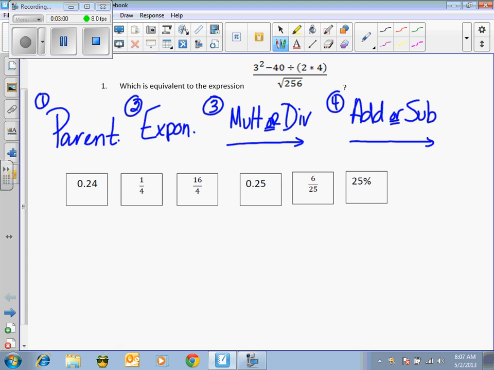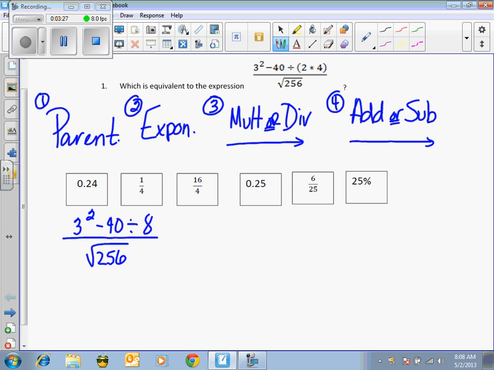So using the order in which I have the 4 steps that we have for order of operations, I'm going to go ahead and do my parentheses first. So I'll rewrite the entire problem. 3 squared minus 40 divided by, and now I'm going to do 2 times 4, which I get that 8, all over the square root of 256.